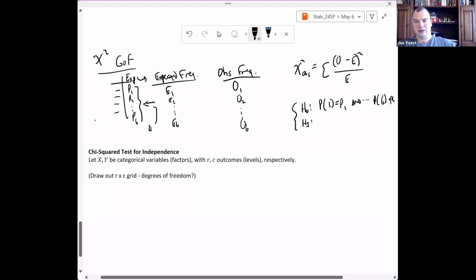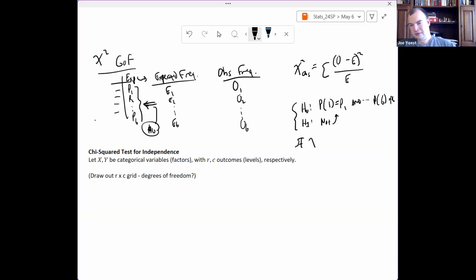Basically, that our hypothesized model is correct is going to be our null. And our alternative is basically going to be not this. At least one of these probabilities is different than what we hypothesized over here. And again, if chi-squared observed is bigger than chi-squared critical, we reject H0 in favor of H1.